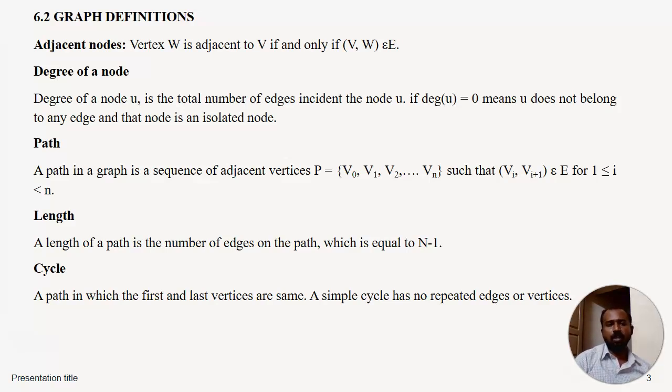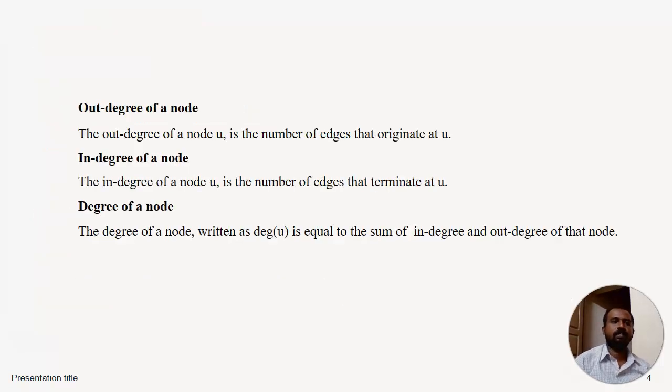Next we see about path. A path in a graph is a sequence of adjacent vertices P equal to V0 to Vn such that Vi, Vi plus 1 belongs to E for 1 less than or equal to i and less than n. Next we see about length. The length of a path is the number of edges on the path, which is equal to n minus 1. Next we see about cycle. A cycle is a path in which the first and last vertices are the same. A simple cycle has no repeated edges or vertices.